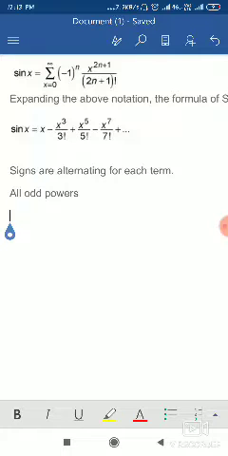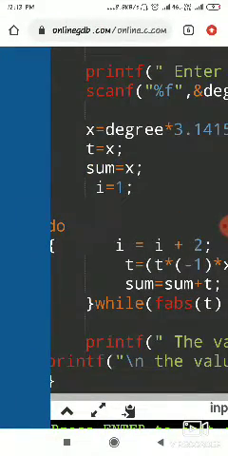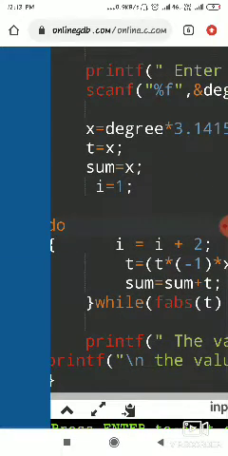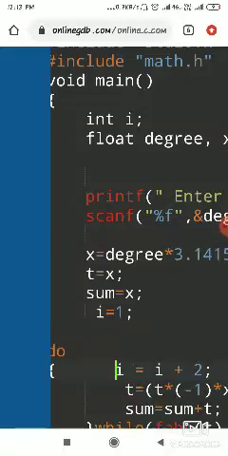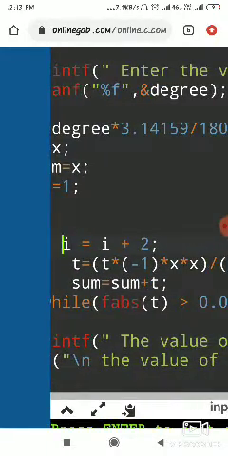In this way, that is why I'm saying here i equals to i plus 2. Otherwise there is no need. So i equals to i plus 2. Now the main logic over here. Hope you understood this. Now t into minus 1.